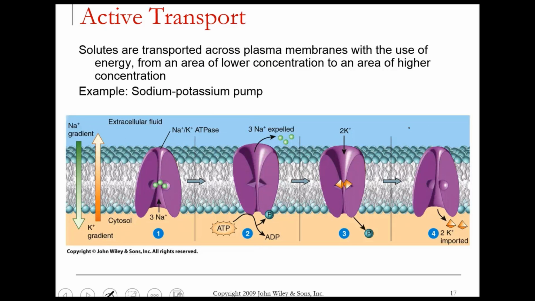So far we've been talking about passive transport. Passive transport would require molecules to move down their concentration gradient with only the energy of the chemicals themselves. Active transport will use ATP energy and usually will move particles against a concentration gradient. So the solutes are going to be transported from an area of lower concentration of the solute to an area of higher concentration of the solute.